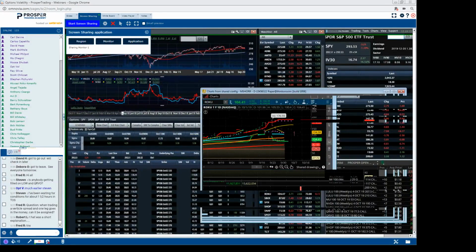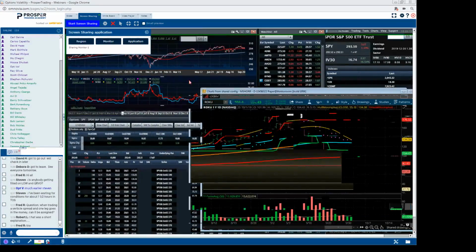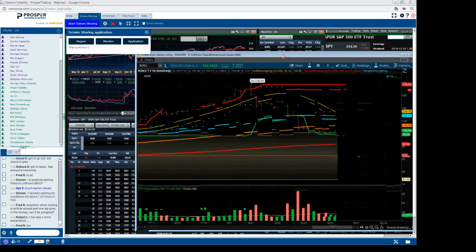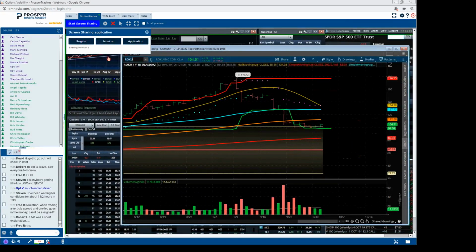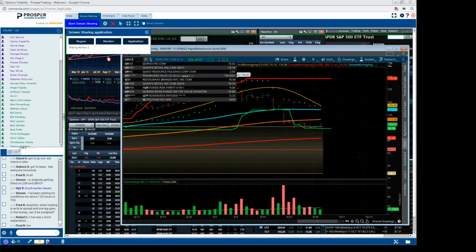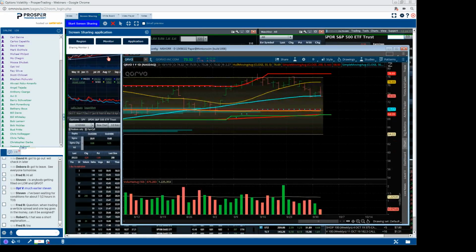So I just brought it in. This is just a daily chart here. Okay, good. All right. So this is the inside bar, which is one of our swing trading methodologies. It's based on a consolidation pattern.